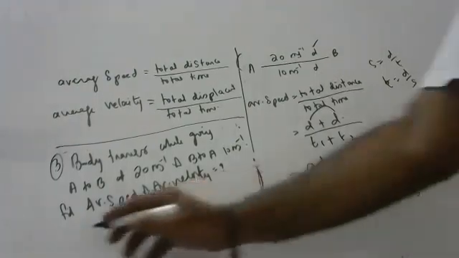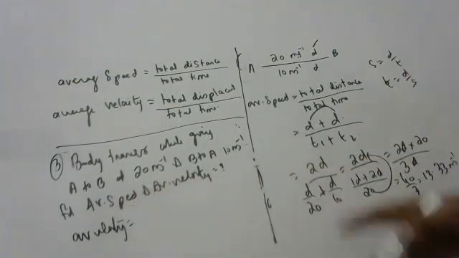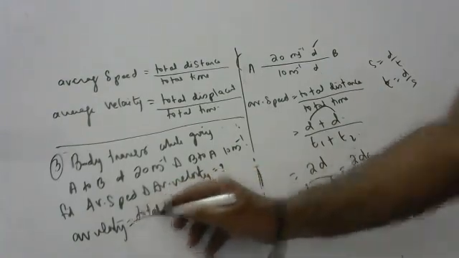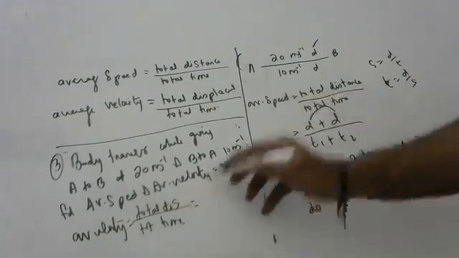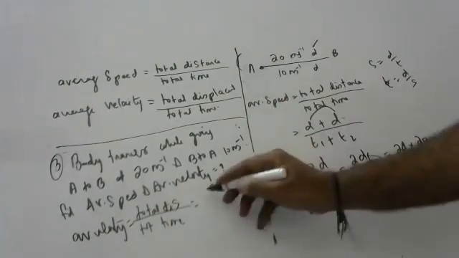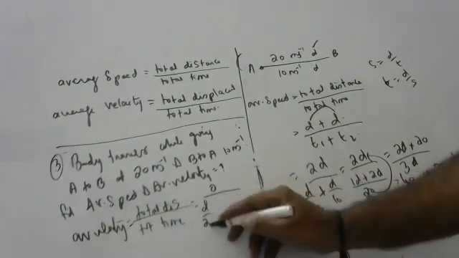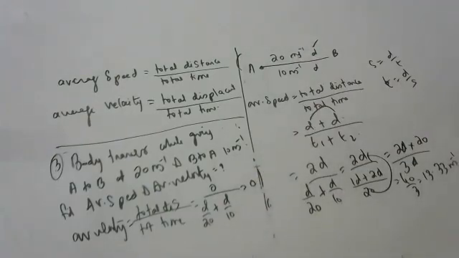Can anyone say the average velocity? 0. Average velocity, total displacement, it is coming back to the original position. Going and coming back, 0 by d by 20 plus d by 10. But 0 by anything is 0, so the answer is 0.